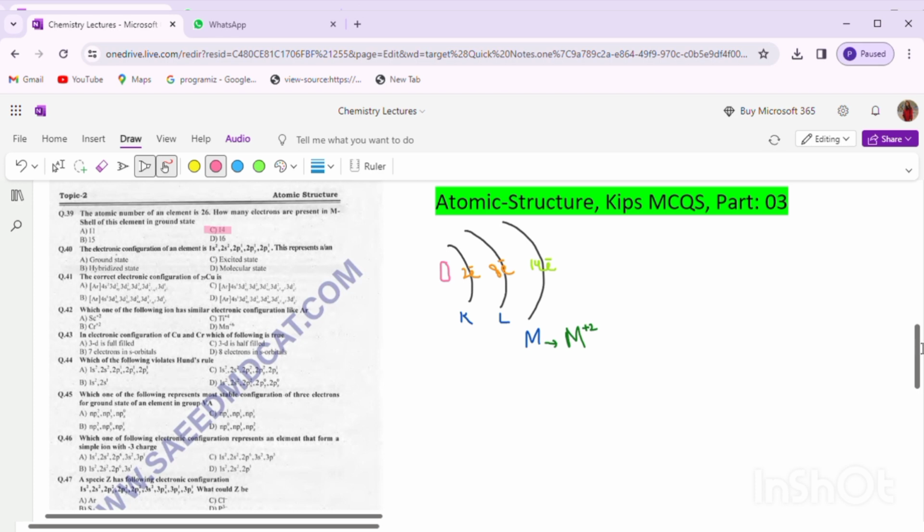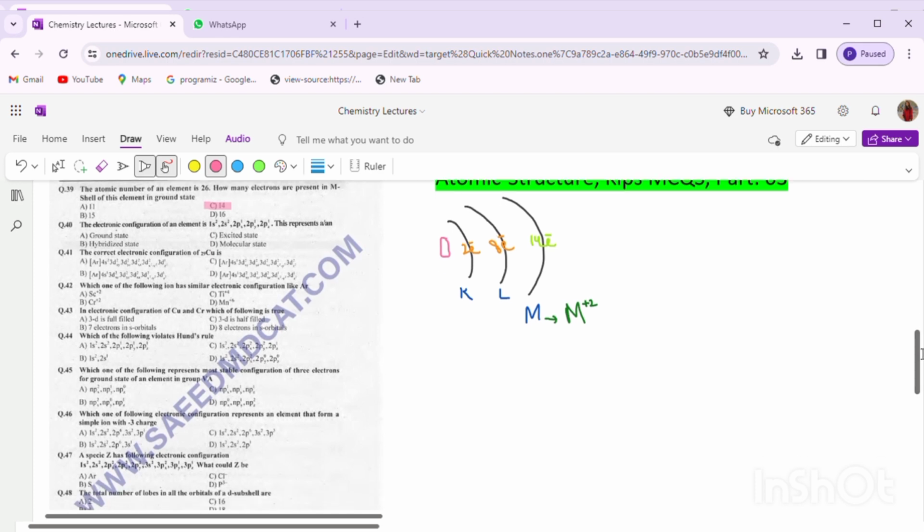Let's see 40th MCQ. The electronic configuration of an element is 1s2, 2s2, 2px1, 2py1, 2pz1, sorry. This represents what? They have given us one electronic configuration and we need to tell what this is representing, right? So this is very basic. We know that this represents the ground state.